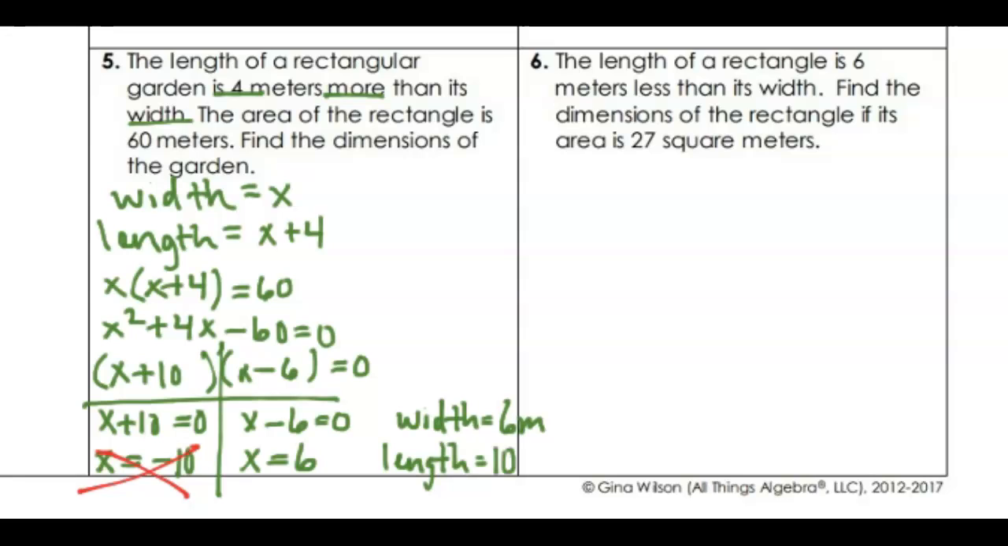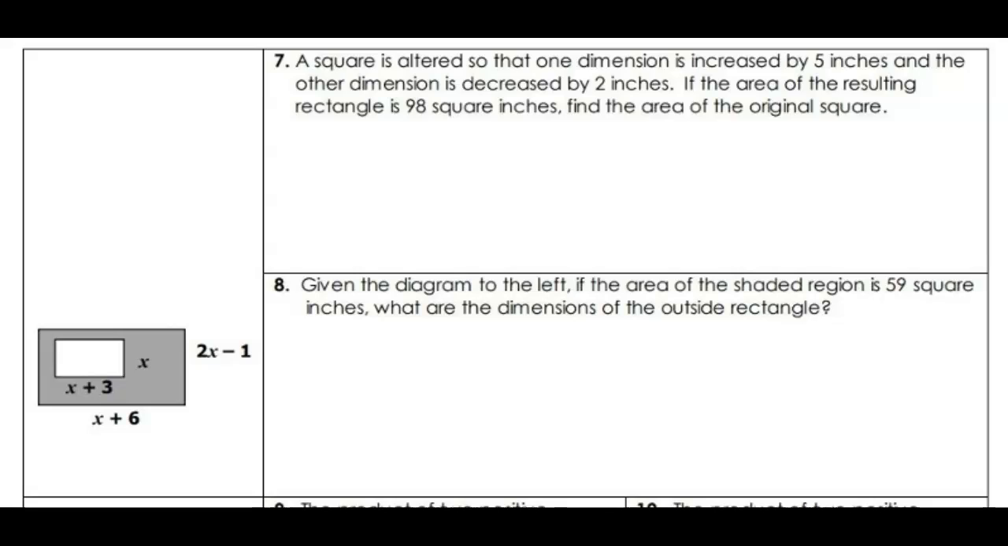So that's some examples of some just straightforward area problems. We can do some that are a little bit more challenging. We'll take a look at that on the next page. So in this question, question number 7, we're told that we take a square and alter it, so we change it. So we have this square, and we want to know what's the area of this square originally.